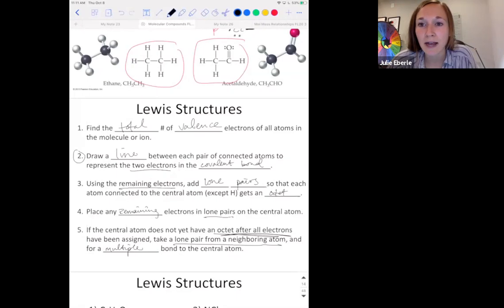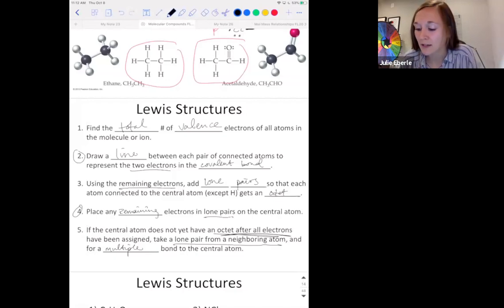The only exception here is hydrogen. Hydrogen should never get lone pairs, okay? So if you have an oxygen connected to your central atom, or chlorine, or an atom like that, you'll put lone pairs on it, but not hydrogen. Rule number 4 is any remaining electrons, so count up your electrons again, anything left you're going to put as lone pairs on the central atom. But lastly, if the central atom does not yet have an octet, after all the electrons have been assigned, you're going to pull lone pairs from those non-central atoms and start making double bonds to your central atom.